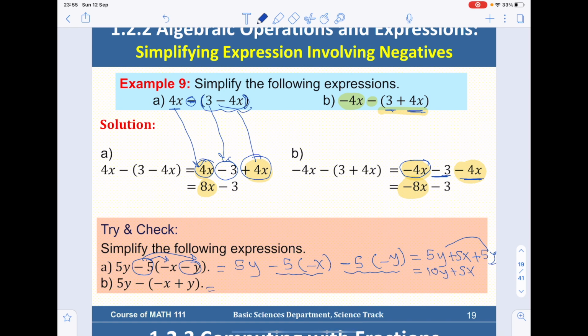For the second question, 5y, then I will distribute the negative, so I will just change the signs inside the parentheses, and I will remove the parentheses. So it would be plus x minus y. Now I will just add this y with this y and put x as it is. So 5y minus y is 4y plus x.